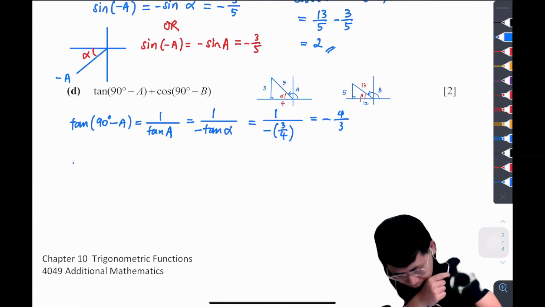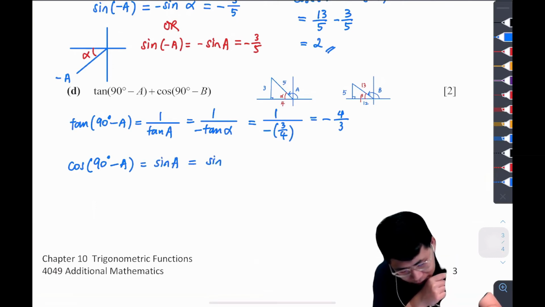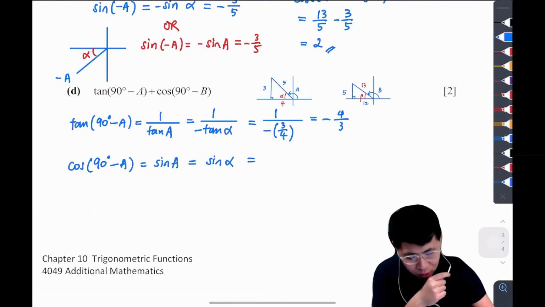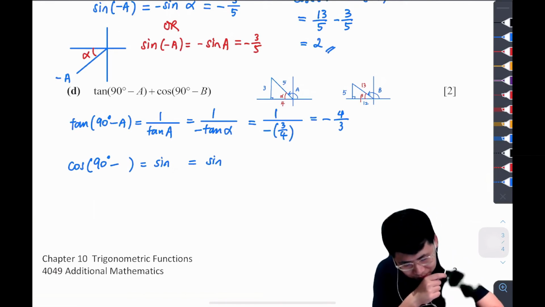Okay, next one, cosine of 90 minus B is equal to sine B. And what is sine B? Sine B we can relate to sine beta, and in quadrant 2, sine is positive.